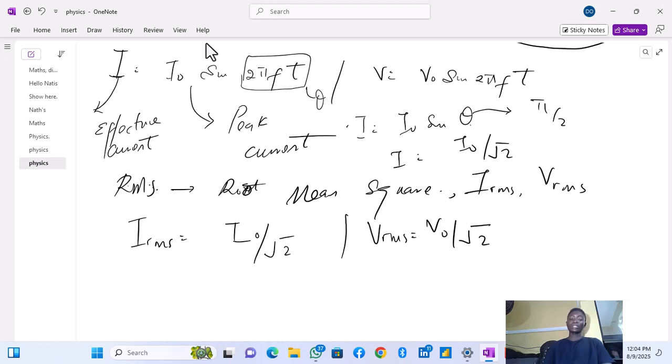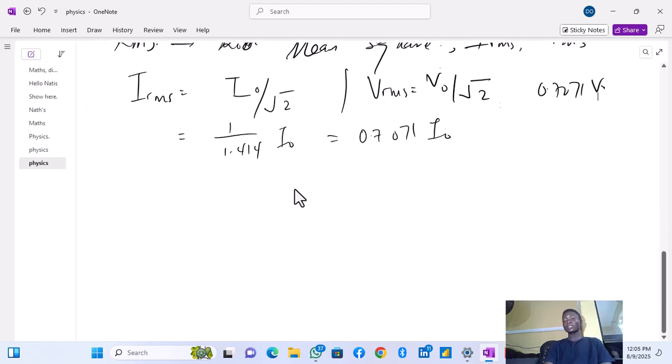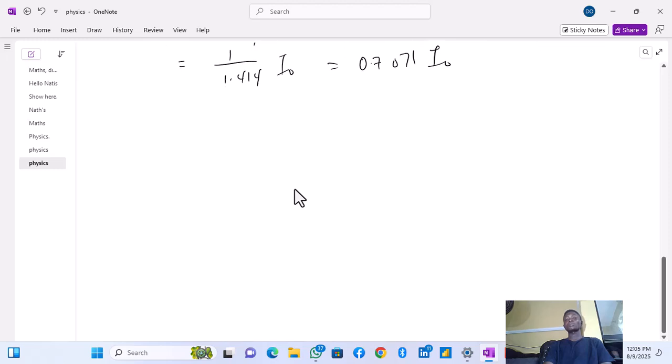So we can express the root 2. I think 1 over root 2 is 1 over 1.414, which should be 0.7071 I naught. Also for V naught, it will be 0.7071 V naught. You can confirm that figure, but it should be correct. As I said, it's just for you to get the major concepts. So that's IRMS and VRMS.